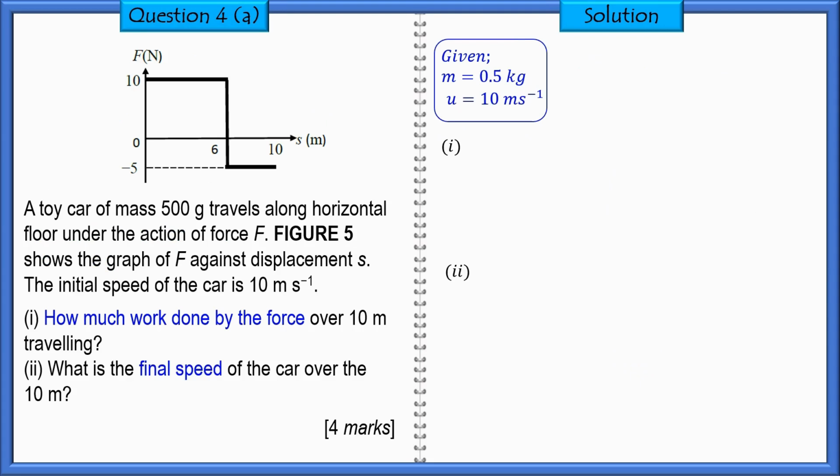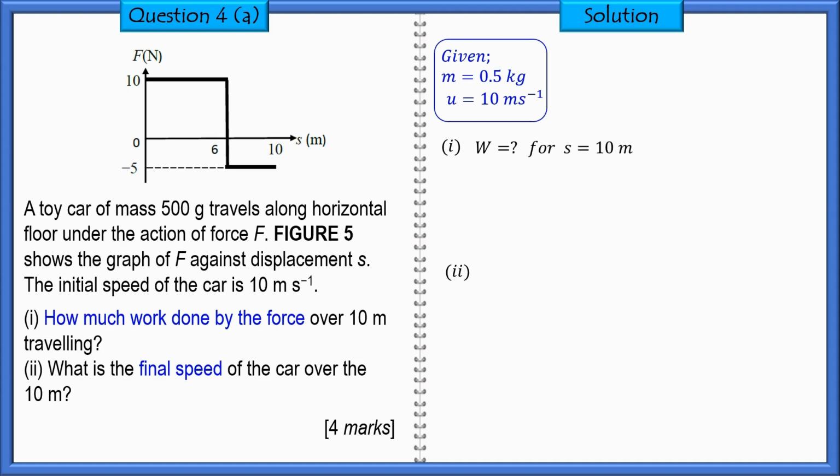Question 4a. A toy car of mass 500 gram travels along a horizontal floor under the action of a force. The figure shows the graph of F against displacement S. The initial speed of the car is 10 meters per second. First, you need to calculate how much work is done by the force over 10 meters of travel.